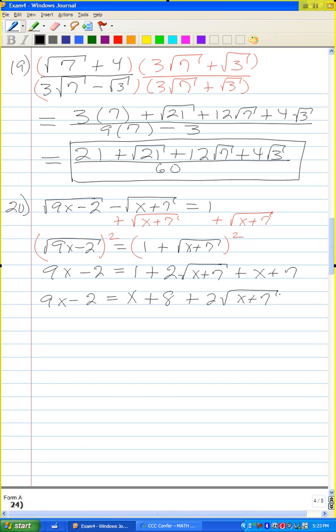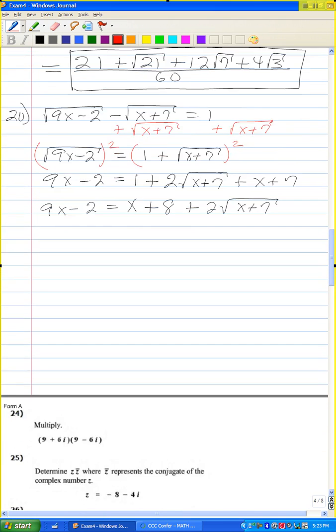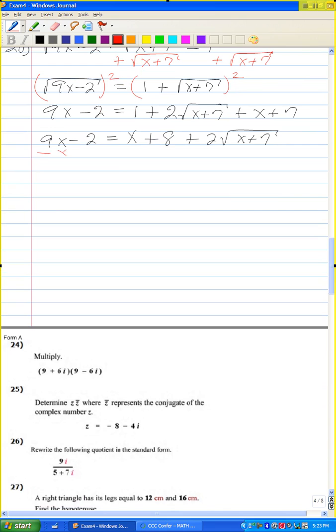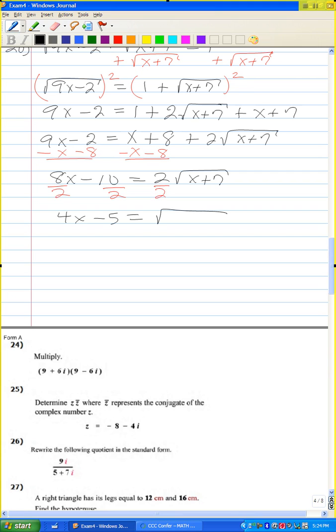X plus 7. Let me subtract x plus 8 from both sides of my equation. And so you get 8x minus 10 equals 2 radical x plus 7. Divide both sides of your equation by 2, so you get 4x minus 5 equals radical x plus 7.